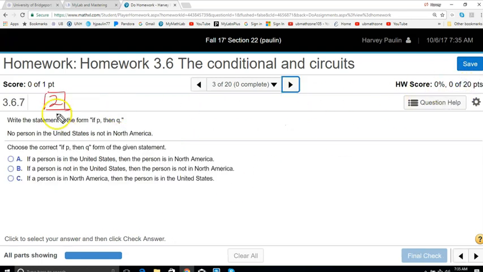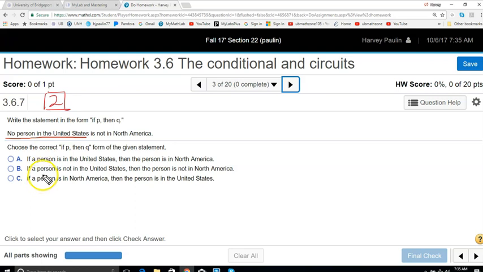Now, for example 2, the basic statement is no person in the United States. So no person negates the person. So someone in the United States, and they've negated this, not in North America, then becomes is in North America. Now, we're not asked to define the validity of this statement.